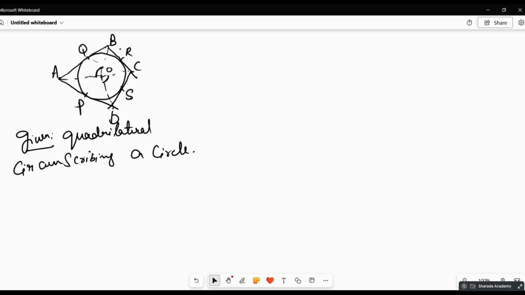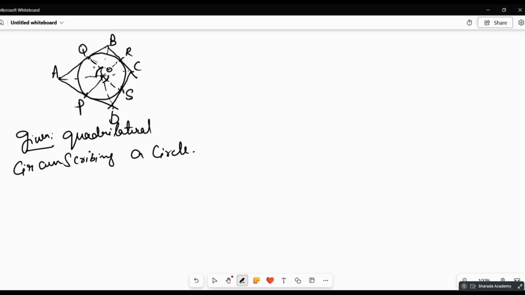So from the diagram, what we observe: AQ and AP are equal tangents, DP and DS are equal tangents, CR and CS are equal tangents, BQ and BR are equal tangents. Now we have to prove these two angles, and around a point we know the angles are equal to 360 degrees. Around a point, whatever angles we have, that is equal to 360 degrees. Now we have to prove that the sum of these two opposite angles is equal to 180 degrees. So for that, we'll first join the points here.